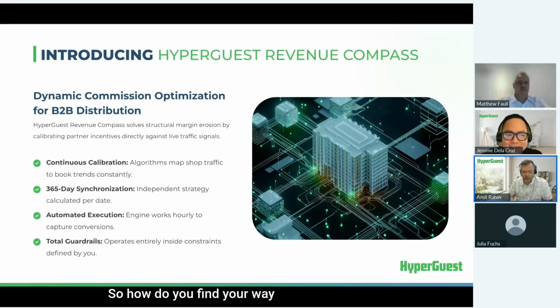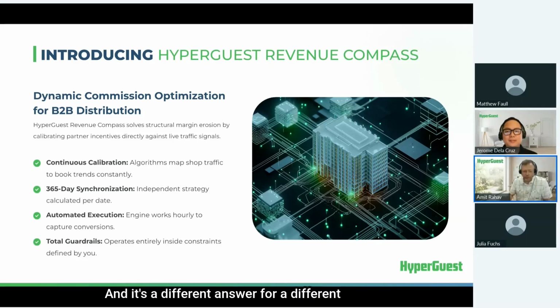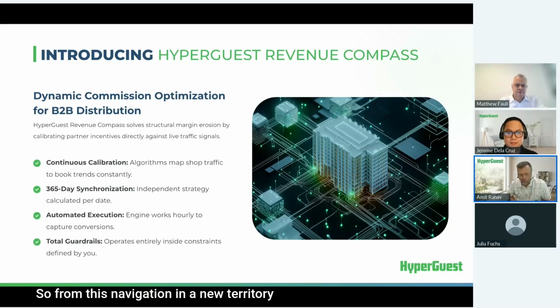So how do you find your way to the optimum? The goal is that I want to get to the optimum between ADR and production. And how do I navigate there? It's a different answer for a different hotel. If you are a resort, or an airport hotel, or a city hotel, where you need to be in order to convert on B2B is different, and the strategy you need to get there is different. Let the system, let the data navigate you to the optimum point where you start to convert. So from this navigation in a new territory came the idea of a compass.